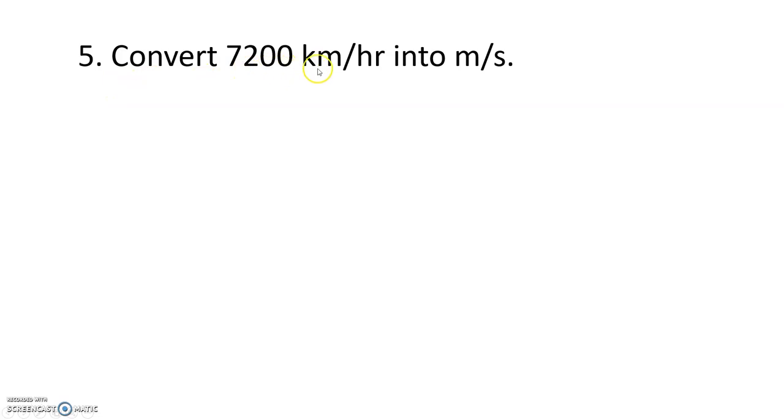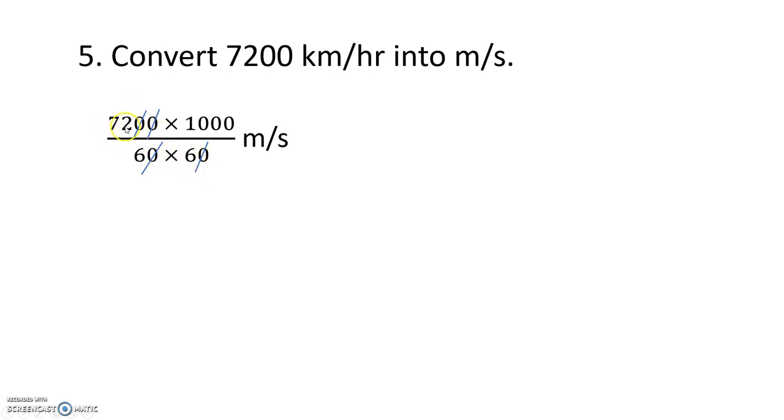Convert 7,200 kilometer per hour into meter per second. Again, 7,200 multiplied by 1000 because kilometer to meter, and upon 60 multiplied by 60. Now let's reduce that. As usual, we'll cancel the zeros. This time I cancel the zeros, and so 7,200 has just become 72.